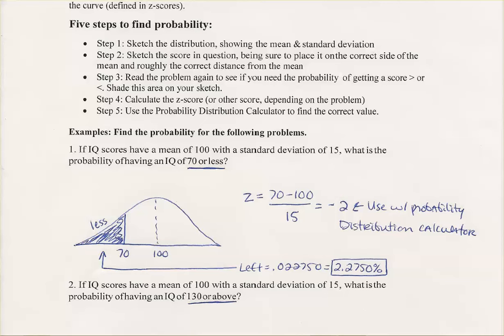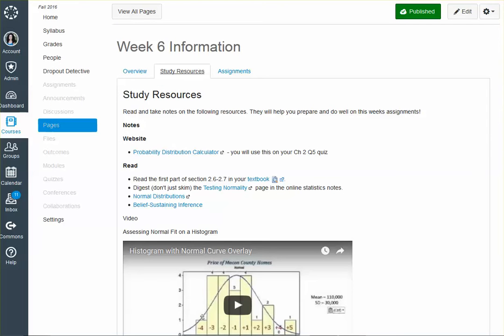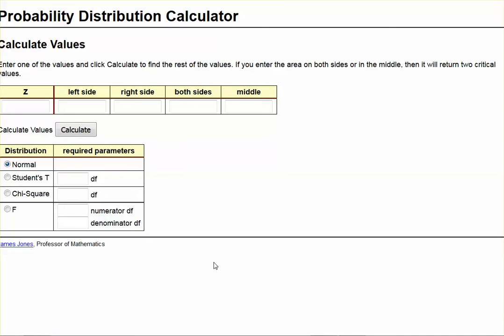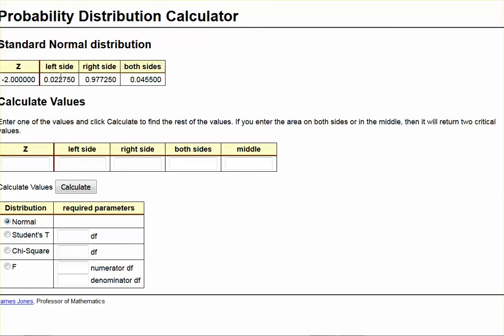For the probability distribution calculator, I'm going to come back over here, and this is the week 6 information, and we have the probability distribution calculator. We're going to click on that, and you will see that it's got z-score right here. So we're going to enter in a -2 and click calculate. What we're going to get is the left side, right side, and both sides. But the question is, which do we need?